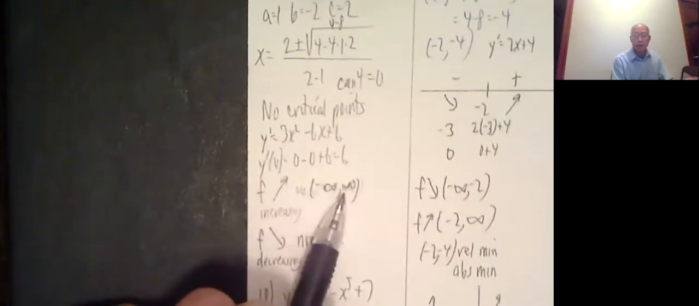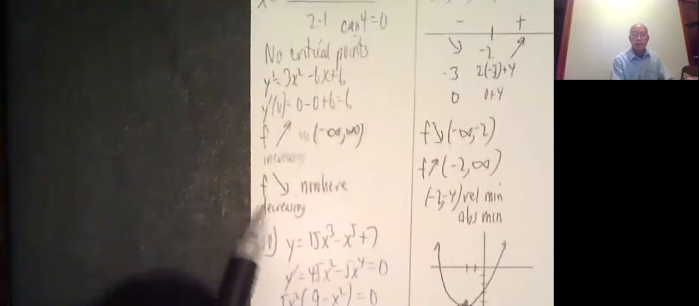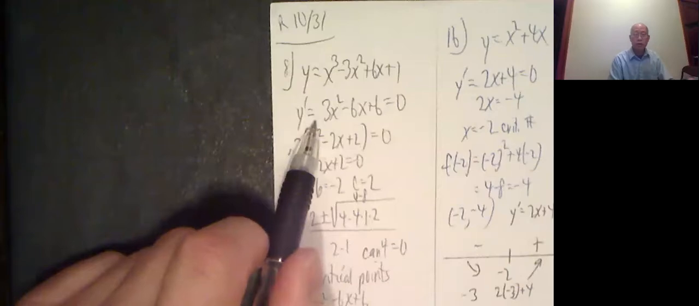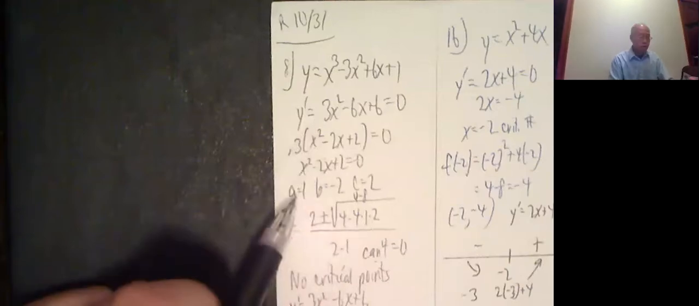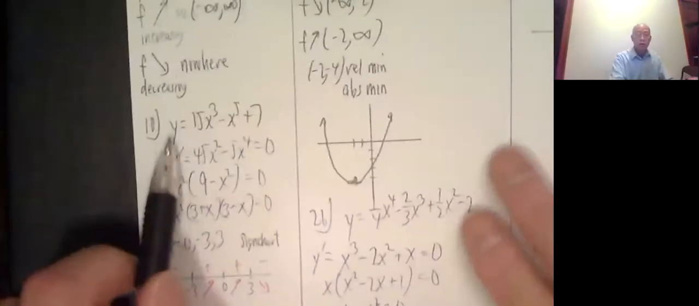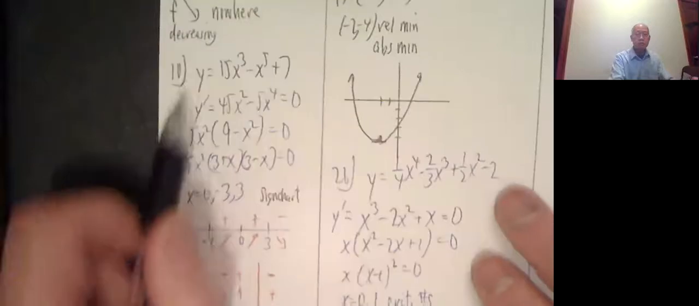So the function's increasing on negative infinity to infinity, which means all real numbers, and the function's decreasing nowhere. And so for the first example, we just have an instance where we have no critical points, no maxima or minima. The function's always increasing. Okay, let's try number 10.